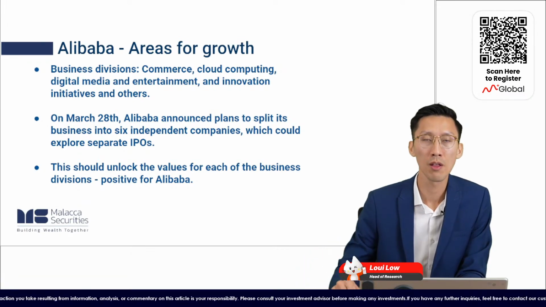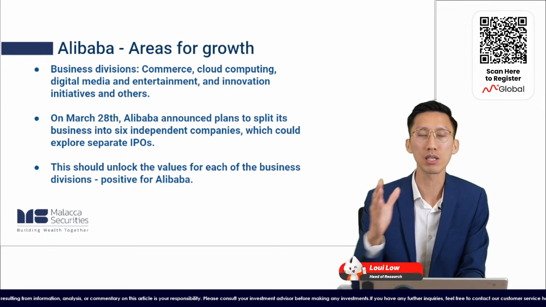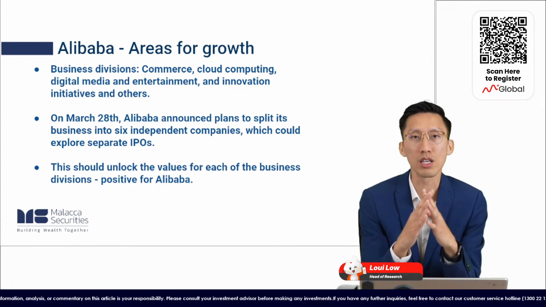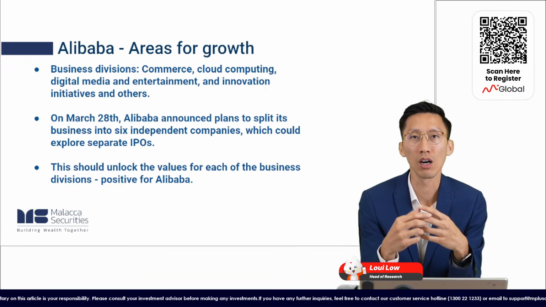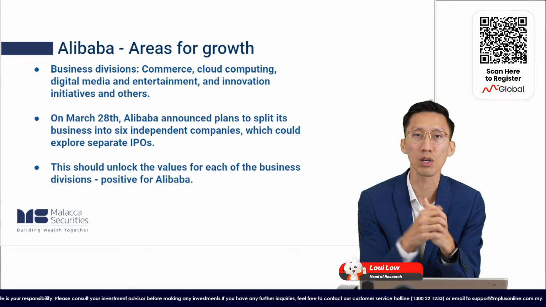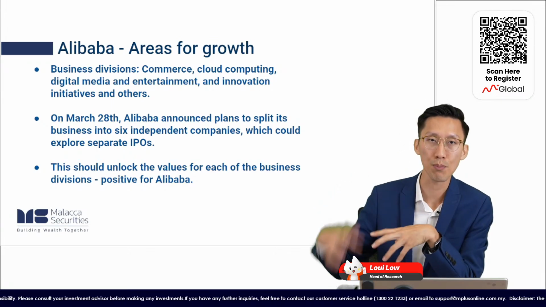Their values will be unlocked. What I mean by that is, basically, if two companies add up to 1 billion, maybe if they separate out, it can become 2 billion. That is called unlocking value, because it is being viewed as a separate entity.